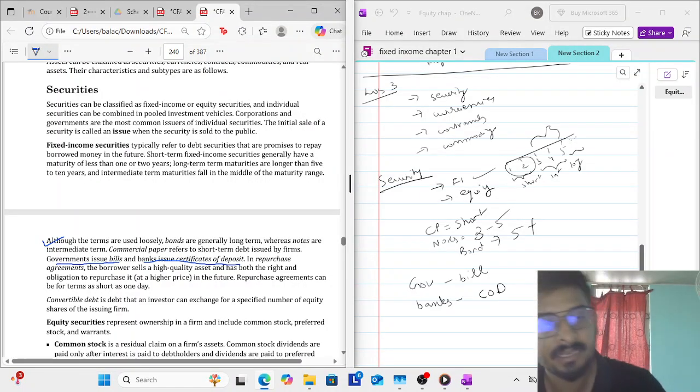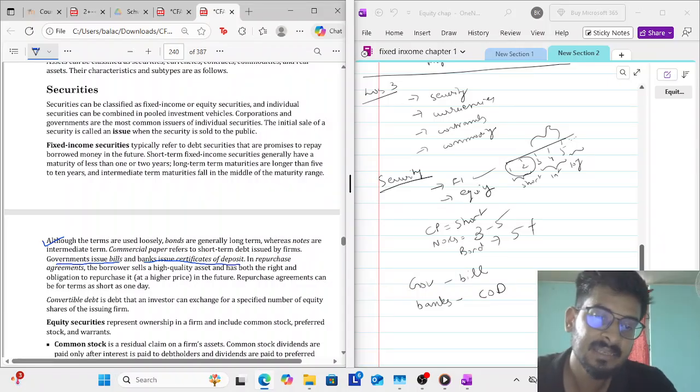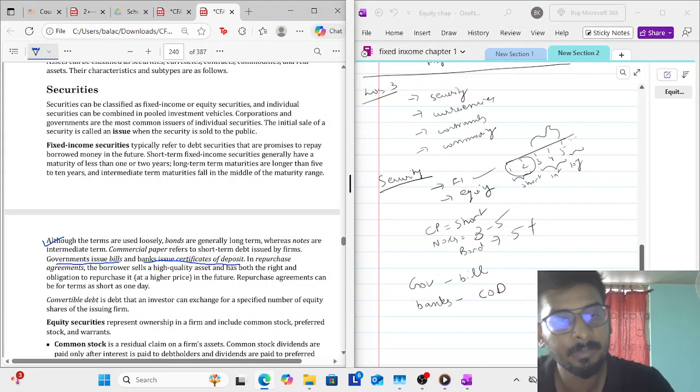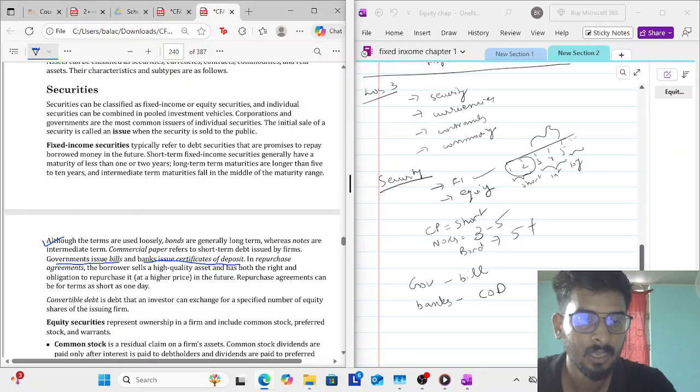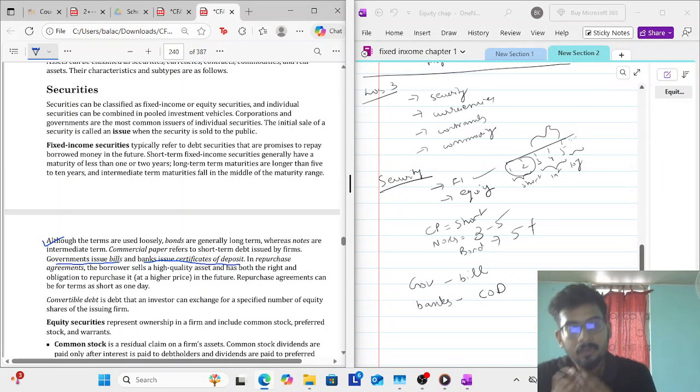Okay, in a repurchase agreement the borrower sells a high quality asset and has both the right and obligation to repurchase in the future. So the borrower is selling a high quality asset and has the obligation to repurchase at a higher price. That is the repo rate. If I want immediate cash, I just borrow and promise that I will repurchase it at a later date. Okay, so that is a repurchase agreement.